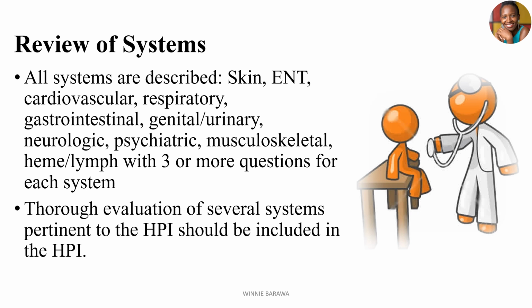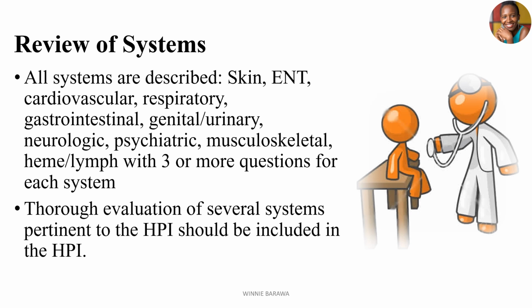So in these systems, you are supposed to have like 3 questions that you ask about yourself or about the patient so that you're able to establish key areas that you want to focus on. In the discussion of the systems, you're told thorough evaluation of several systems pertinent to the history of present illness should be included in the HPI.